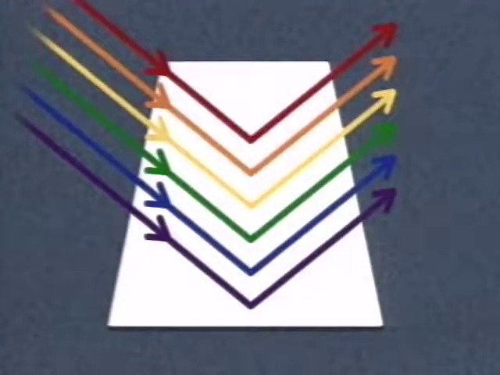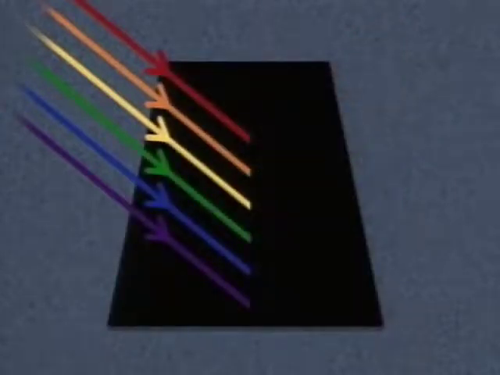If an object reflects all the colors of light, it appears white because all the colors of the spectrum combined form white light. If an object doesn't reflect any of the colors of the spectrum, in other words, if all the colors are absorbed, then the object appears black.